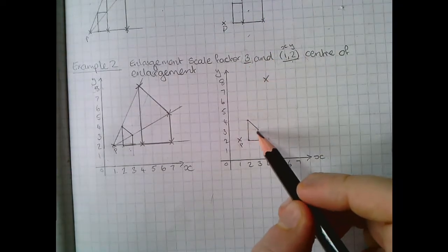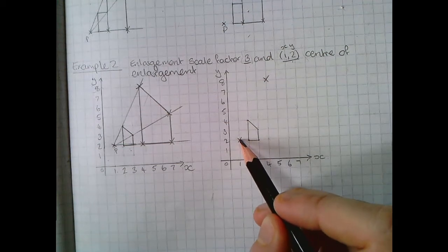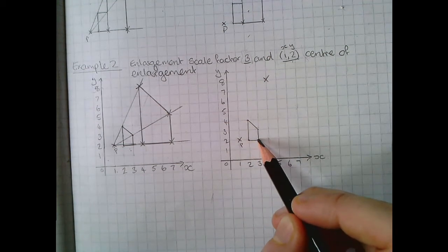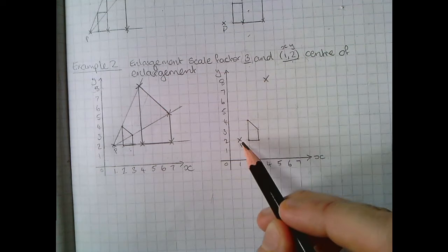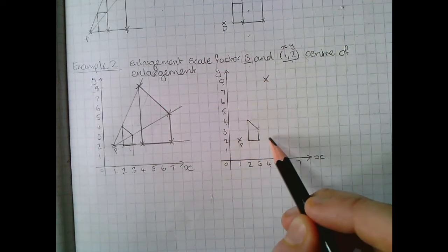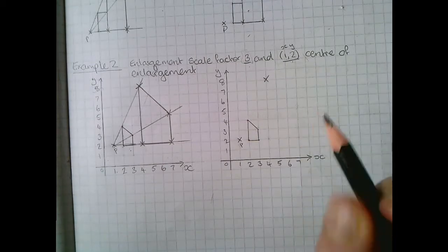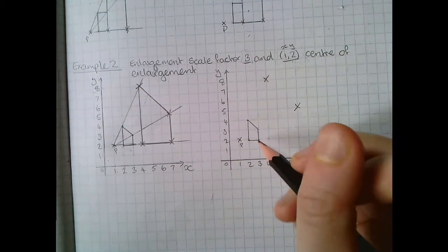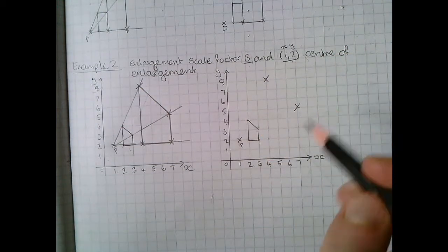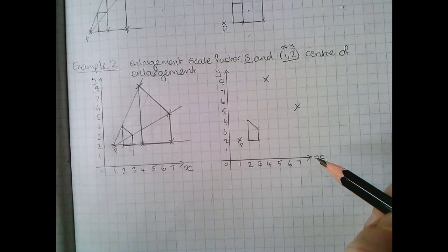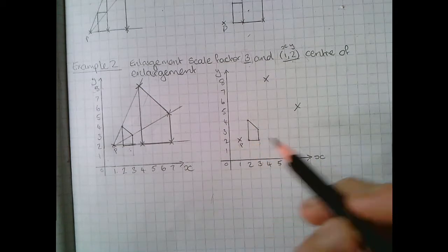This corner now, we're going to start at our centre of enlargement and go 1, 2 in the x direction and up 1 in the y direction. So we move 1, 2, 3, 4, 5, 6 in the x direction, because 2 times 3 is 6. 1, 2, 3 in the y direction. We're going up 1 here, so we go up 3 when we do our enlargement.